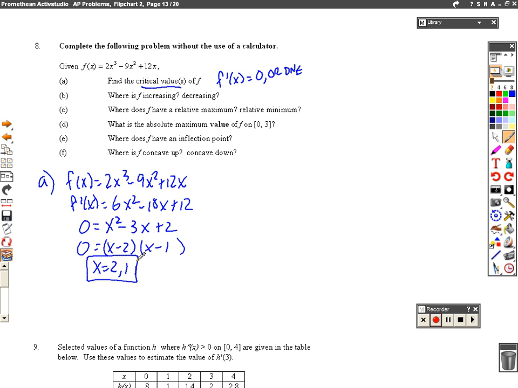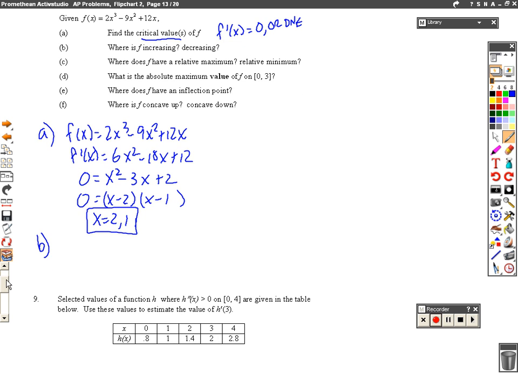Alright, we want to know where f is increasing and decreasing. Well, that's tied directly to the derivative. Okay, so we're going to take the derivative and these two values that we got from setting the derivative equal to 0. And honestly, they should be the other way around. I don't know why I did that. Okay, 1 and 2. And we are going to put them on a number line and check them in f prime of x and see what's going on.